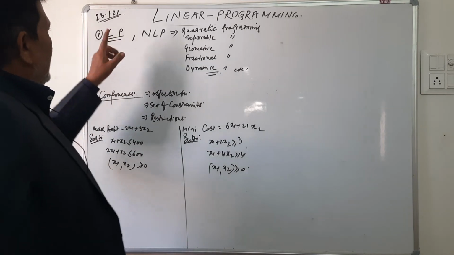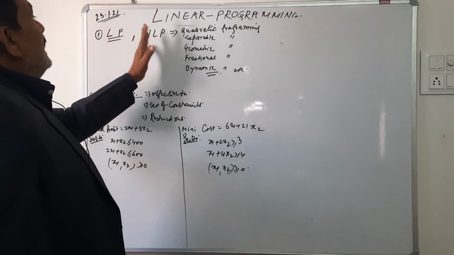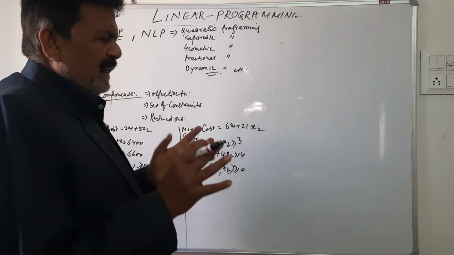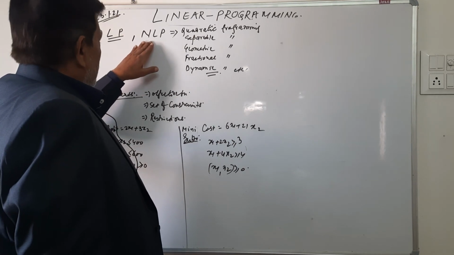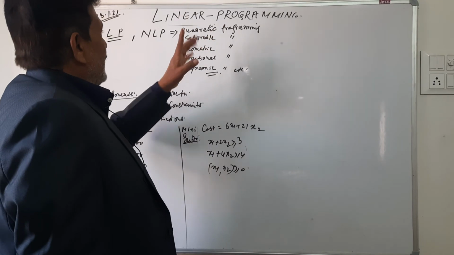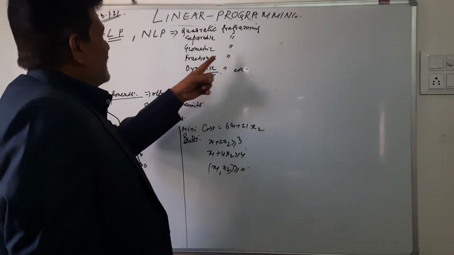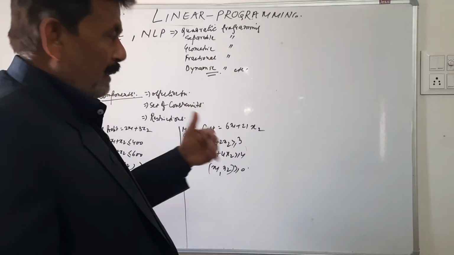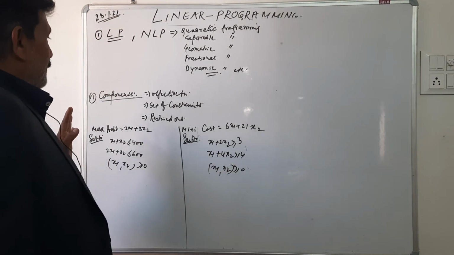Initially LP was formulated, but as of now non-linear programming has also been developed as per the need of the organization or the situation. In non-linear programming, we have various forms: quadratic programming, separable programming, geometric programming, fractional programming, dynamic programming, and various other forms. So this is the history of LP and non-linear programming.